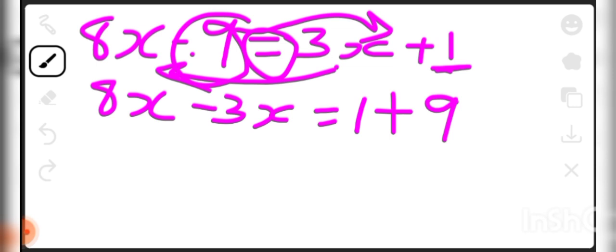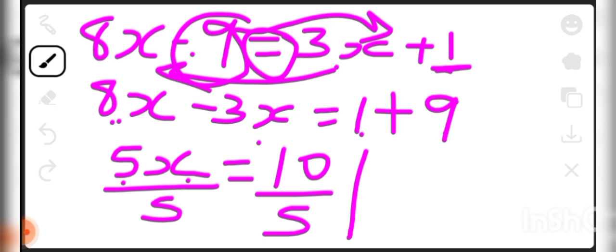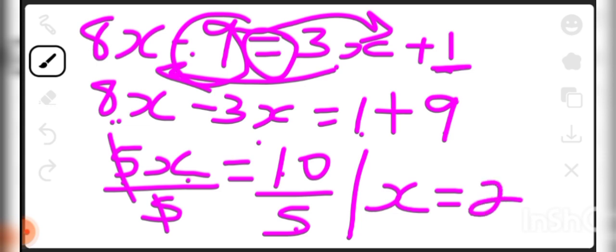Because negative will change to plus across the equal to sign. So 8x minus 3x, that's 8 minus 3, that's 5x. And now we equal to 1 plus 9, that will be 10. Next, remember, 5 is the coefficient of x, so divide by 5. This cancels this. x will now be equal to 10 divided by 5, that's 2. So a simple equation is not that difficult to solve. You just have to understand what you are doing.